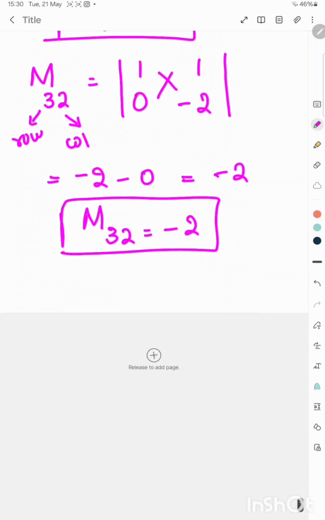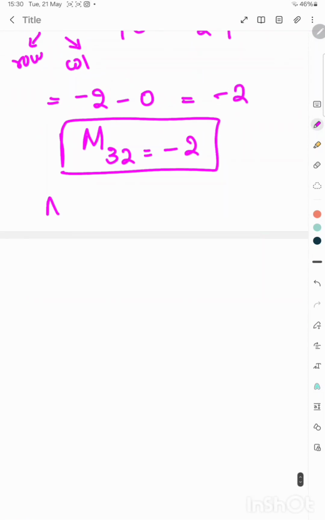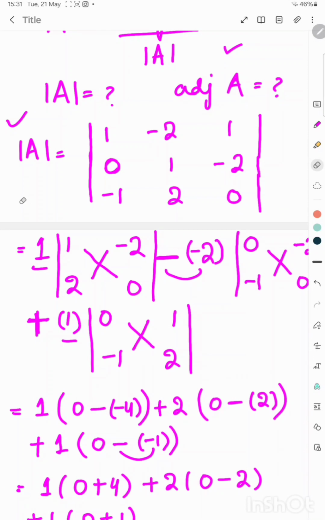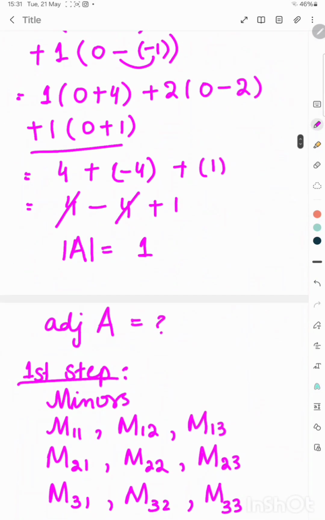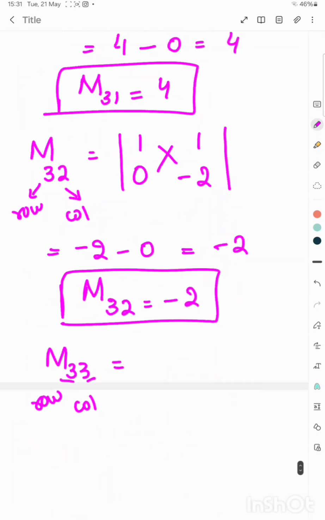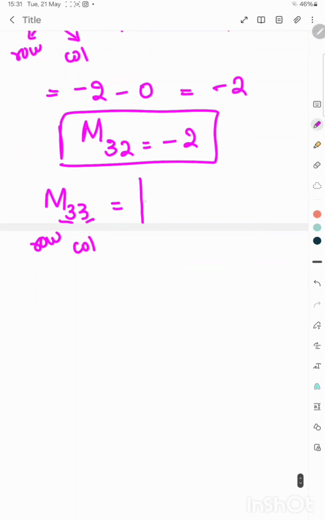Now this is the last minor, which is M33. So I will just solve for M33. What 33 means is that this 3 shows the row and this 3 shows the column. So it means that now I will eliminate the third row and third column of the given matrix. So here the given matrix is this one. Now what remains is 1, minus 2, 0, 1. So I will write these numbers in this minor: 1, minus 2, 0, 1.